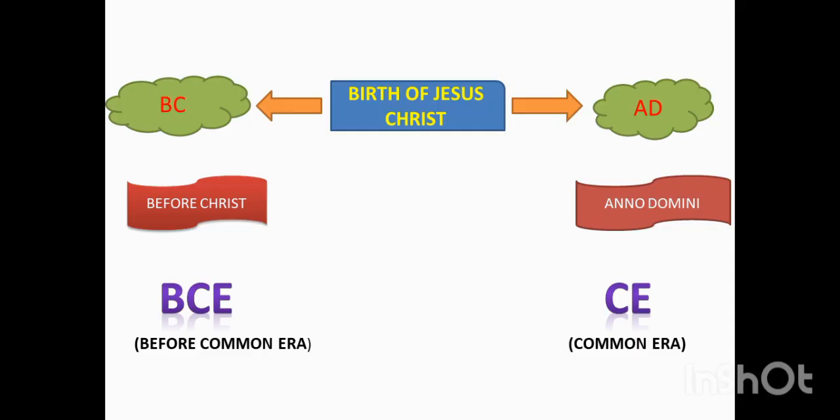Now look at this image. It will help you to know more about dates in history. The birth of Jesus Christ is considered as 1, and BC refers to before the birth of Jesus Christ. AD refers to Anno Domini, which means after the birth of Jesus Christ. Nowadays, BC is also called BCE, Before Common Era, and AD is also called CE, Common Era.